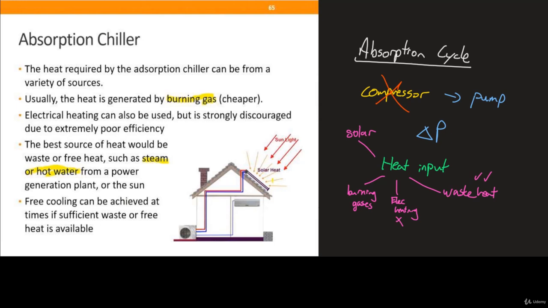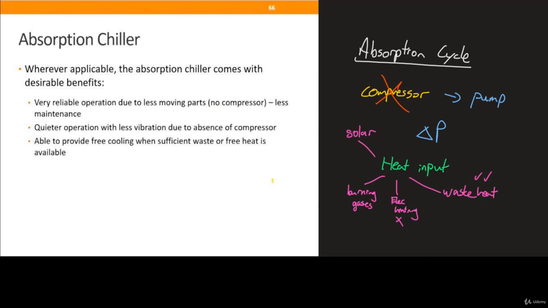The benefits of this chiller are that it is very reliable because there's no compressor and no moving parts. It is very quiet because there's no vibration from a compressor. And you are able to achieve free cooling if you have waste heat. If you purposely generate the heat, then it's not very effective. But if that heat, instead of being thrown out to the atmosphere, is grabbed and used to heat up your cycle, then that's what we call free cooling.